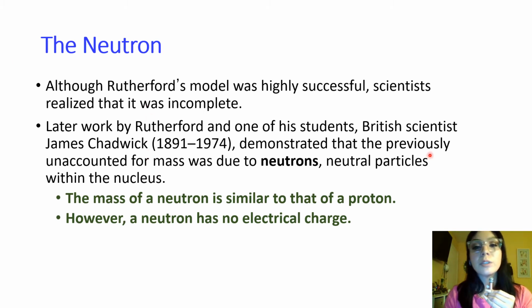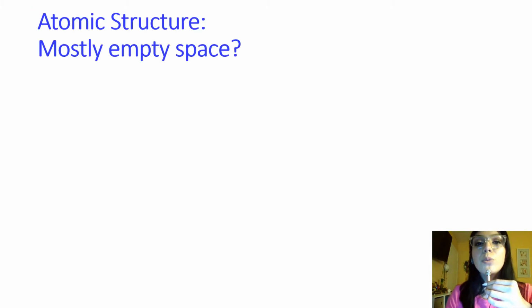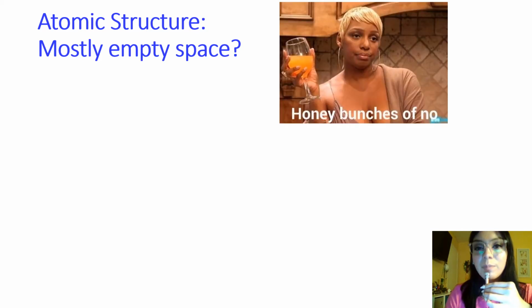James Chadwick, who was a British scientist, demonstrated that this unaccounted mass was due to neutrons. And neutrons are particles that have no electrical charge, and they have a mass that is similar to a proton's mass. So if you hadn't known what you know now about the gold foil experiment, if I told you that atoms are mostly empty space, what would you think? Most people would say, no, how can atoms be empty space if I'm a solid, this table's a solid, my laptop's a solid? It makes no sense, right?